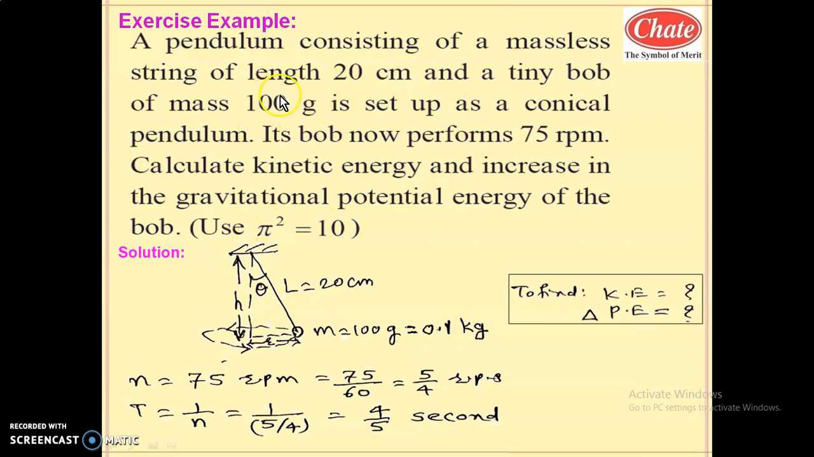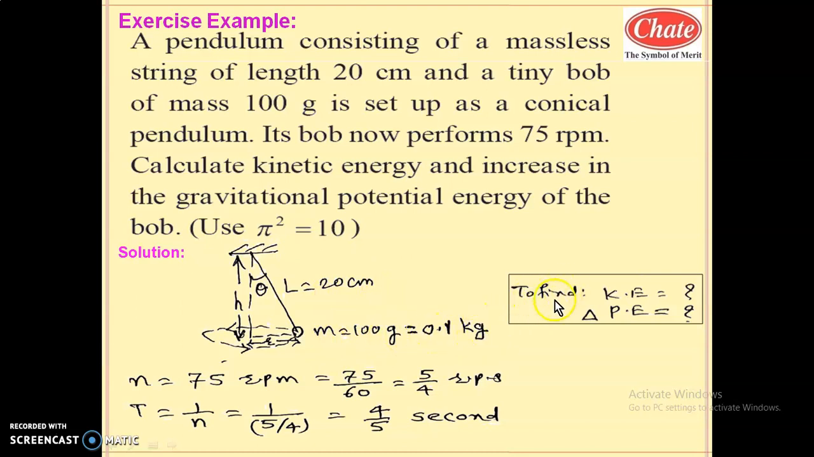So let us draw the diagram of the conical pendulum. Here is a string which is tied to a rigid support. Here is a mass which performs circular motion in a horizontal plane. The motion of this mass is uniform circular motion. So theta is constant. This is h, the height of the conical pendulum, and this is r, the radius of circular motion of this point mass. Here L is 20 centimeter, meaning 0.2 meter. Mass is 100 gram, meaning 0.1 kg.